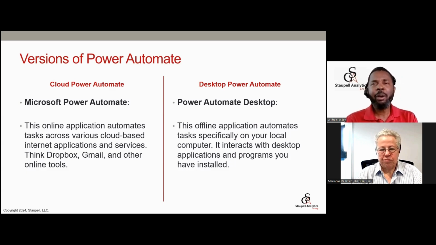You can use Cloud Power Automate for online tasks, and then you can use the Desktop Power Automate for automating things on your local machine. You can even connect workflows between the two for a more comprehensive automation solution. Now, going forward in this presentation, we're going to be focusing on the Cloud Power Automate as opposed to the desktop version.